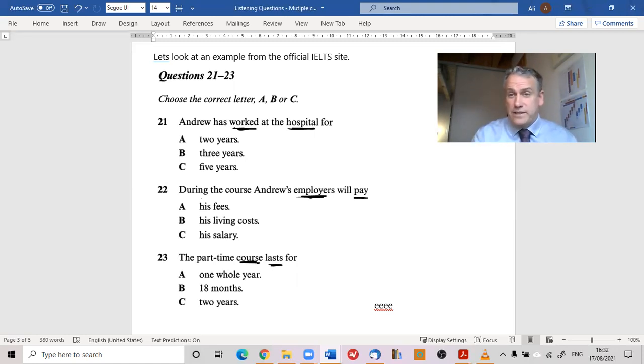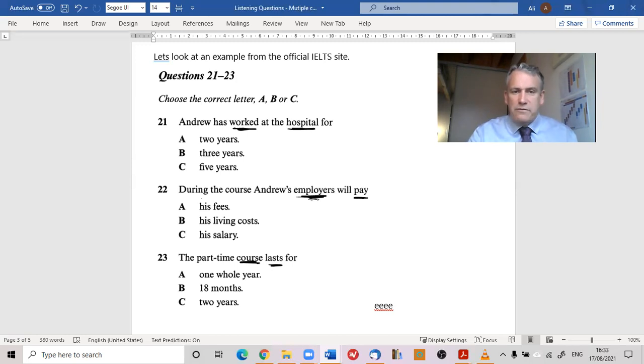Let's try and think of some paraphrases or some synonyms. Okay, so worked, hospital. How about you could say something like Andrew had been employed at a clinic. A clinic, say, is a synonym for hospital. Employed is a synonym for worked. Employers and pay. Perhaps we talk about Andrew's company, the company he works for, or maybe instead of pay, we might say they will fund Andrew's studies, something like that, perhaps.